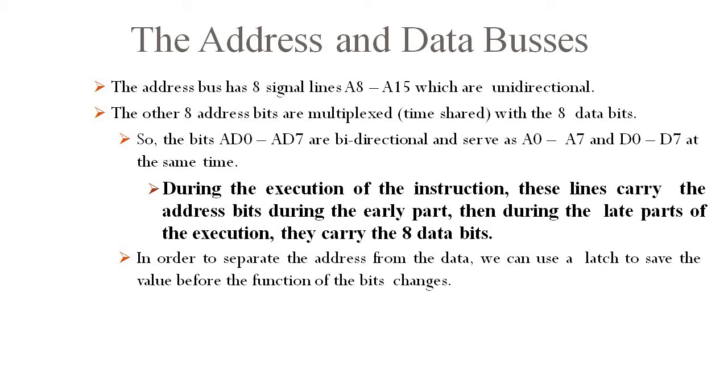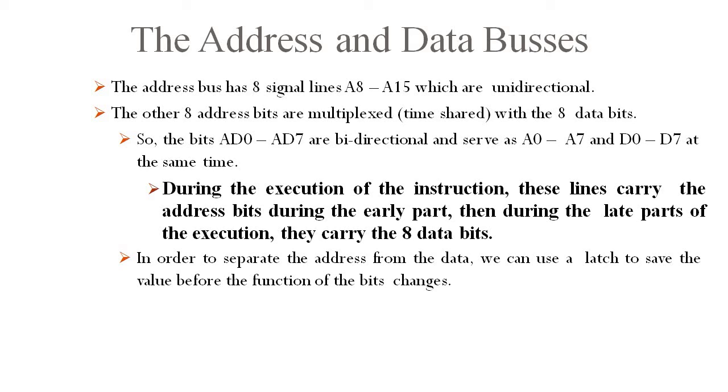Now let us see the address and data buses. The address bus has 8 signal lines, that is A8 to A15, which are unidirectional. The other 8 address bits are multiplexed, that is time shared, with 8 data bits. So the bits AD0 to AD7 are bidirectional and serve as A0 to A7 and D0 to D7 at the same time.